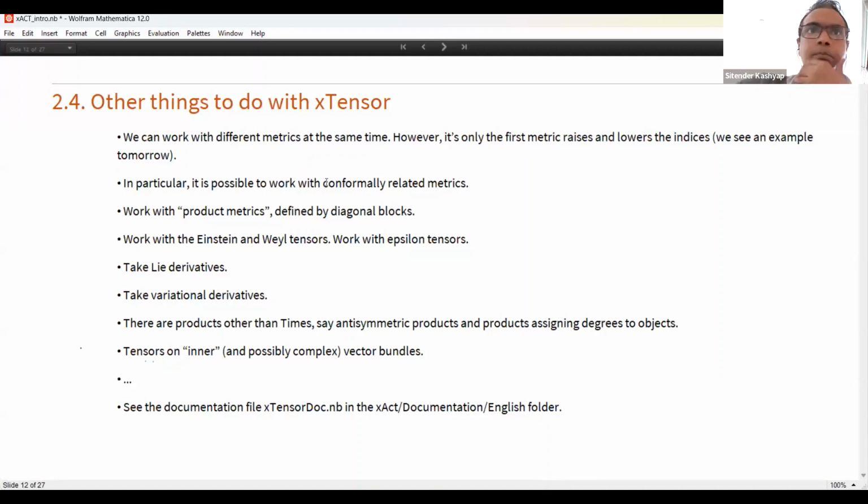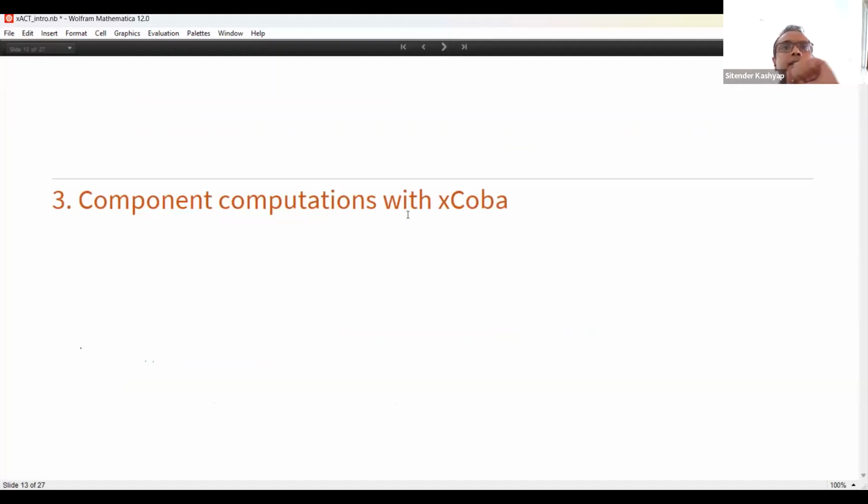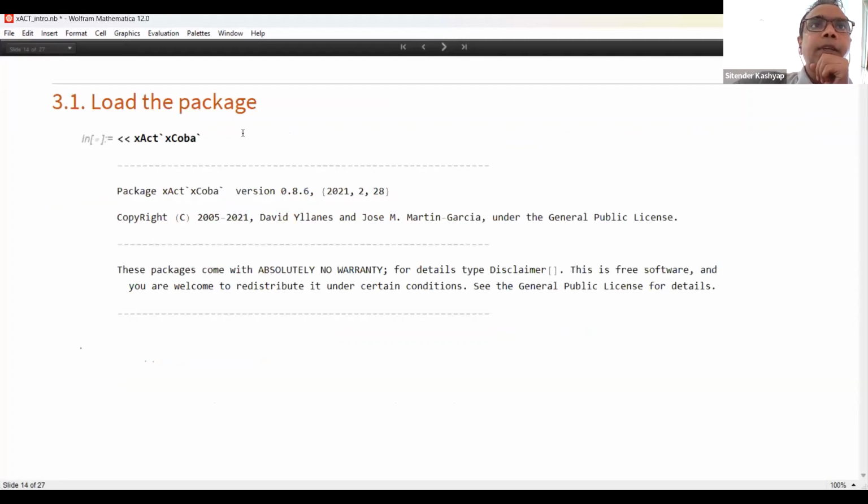In particular, it is possible to work with conformally related metrics. We can work also with product of metrics when they are diagonal, but only when they are diagonal. We can work with Einstein and Weyl tensors, work with the epsilon tensors, take Lie derivatives, do variational derivatives. This we will see perhaps towards the end of this session. There are so many other things that can be done. Okay, let's go on. Yeah, so now let's do some component computation. Here we will load the package xCoba.